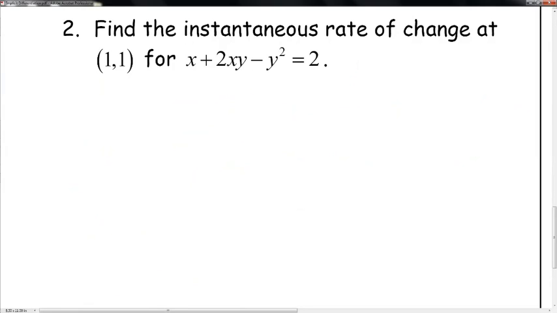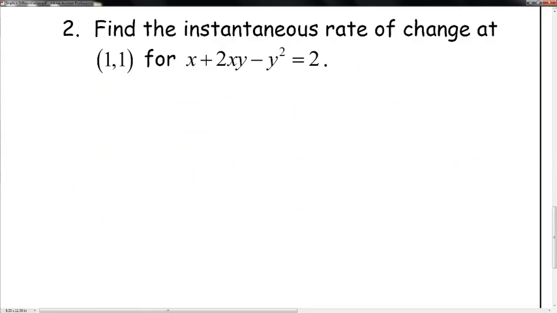Number 2, find the instantaneous rate of change at the point (1, 1) for x plus 2xy minus y squared is equal to 2. I've given you both the x and y coordinates. Sometimes if I only give you the x coordinate, you have to plug into the original and solve for y. But in this case, I went ahead and gave it to you. So let's go ahead and take our derivative.